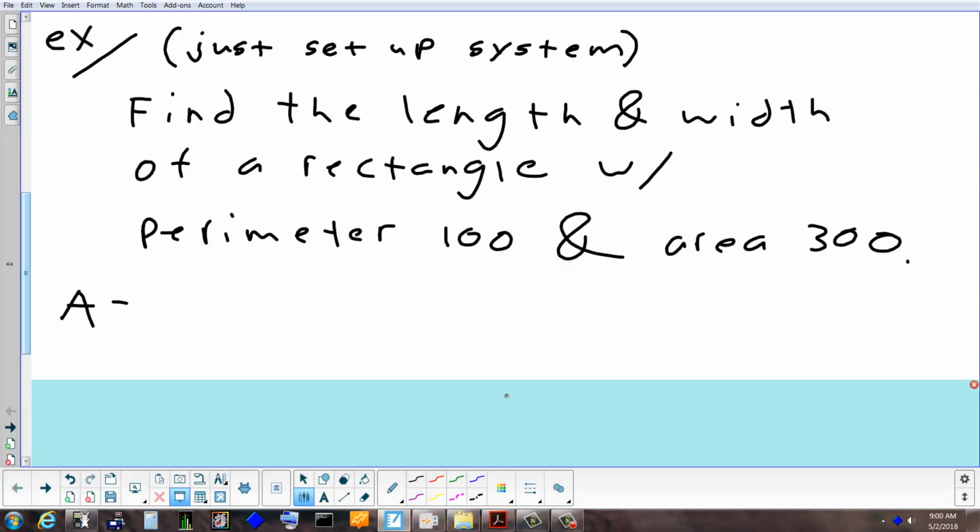Okay, let's start with area. Jay, what's the formula for area of a rectangle? Length times width. Length times width.